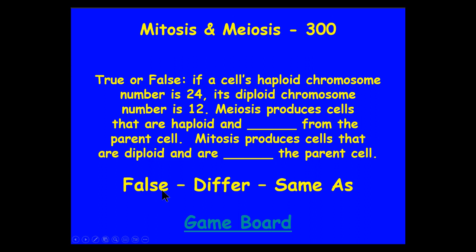All right, so that's false. The haploid number is 24. The diploid number would be 48. Meiosis produces cells that are different from the parent, genetically different, and body cells are supposed to be the same as or identical as the parent cell.